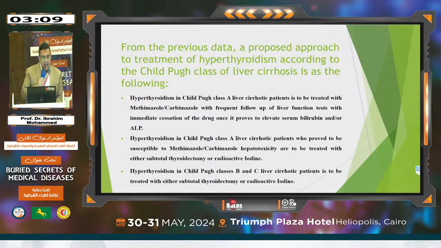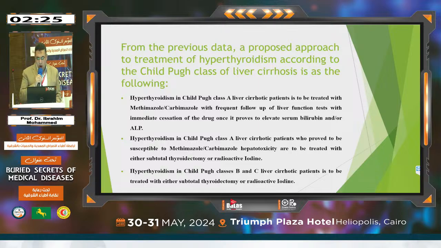From the previous data, a proposed approach to treat hyperthyroidism according to the Child-Pugh class of liver cirrhosis is as follows. Hyperthyroidism in Child-Pugh class A liver cirrhotic patients is to be treated with methimazole/carbimazole with frequent follow-up of liver function tests, with immediate cessation of the drug once it proves to elevate serum bilirubin and/or alkaline phosphatase. Hyperthyroidism in Child-Pugh class A liver cirrhotic patients who proved to be susceptible to methimazole/carbimazole hepatotoxicity are to be treated with either subtotal thyroidectomy or radioactive iodine.